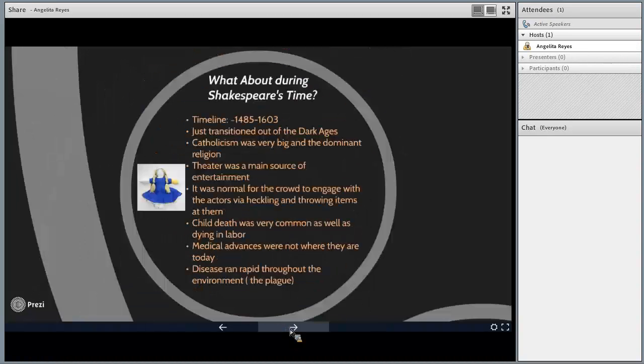Okay, so let's think about Shakespeare's time. He was alive in the Elizabethan era. The Elizabethan era was roughly between 1485 and 1603. He wasn't alive for the whole thing, obviously, because that would make him over 200 years old. But during his time, they just transitioned out of the Dark Ages.